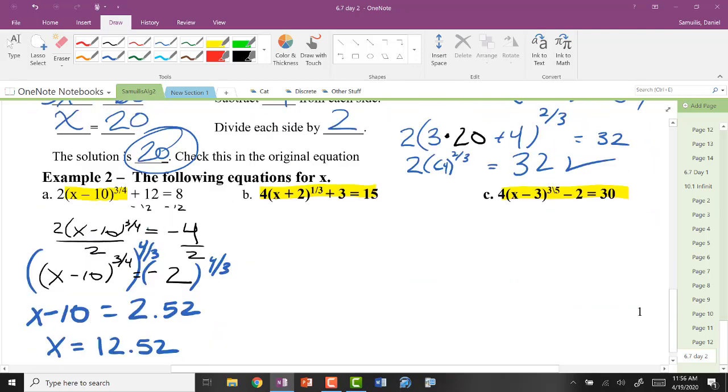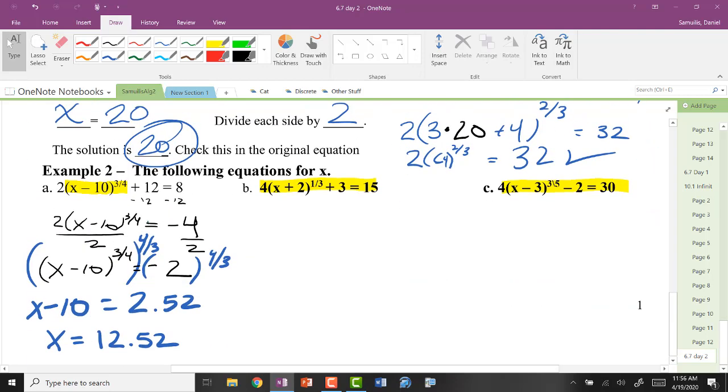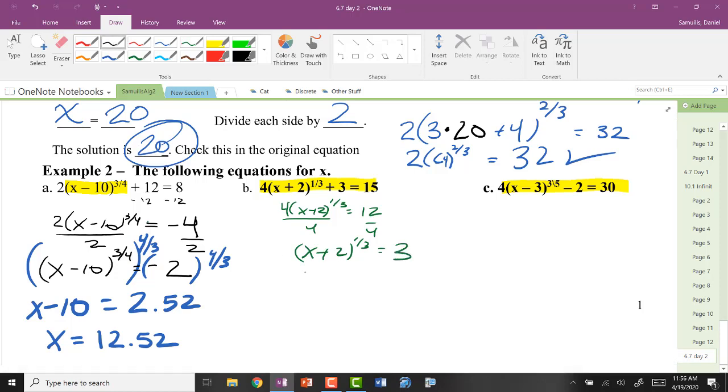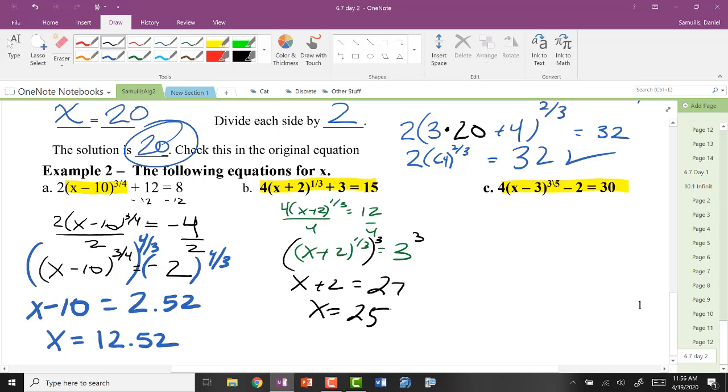Okay, the next two problems, if you're checking, isolate the (x plus 2) to the 1/3. So you're going to subtract 3 from both sides. Gives you 12. Divide by 4. So you get (x plus 2) to the 1/3 power equals 3. You're going to raise that to the reciprocal power of 3. So you end up with x plus 2 equals 27. So x equals 25.